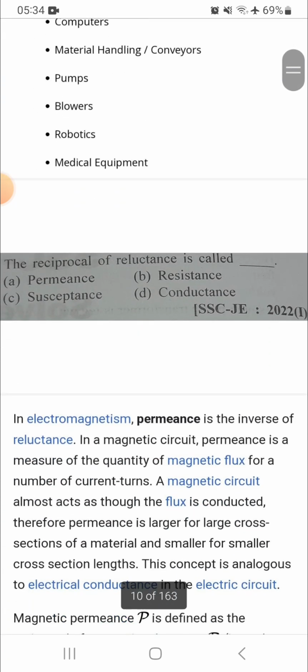The reciprocal of the reluctance is called the permeance. Permeance is the inverse of the reluctance in a magnetic circuit. Permeance is a measure of the quantity of the magnetic flux for a number of the current turns.